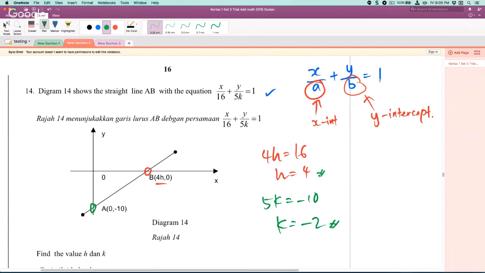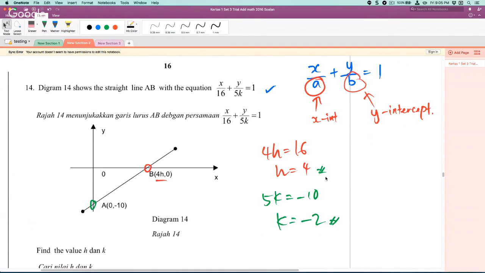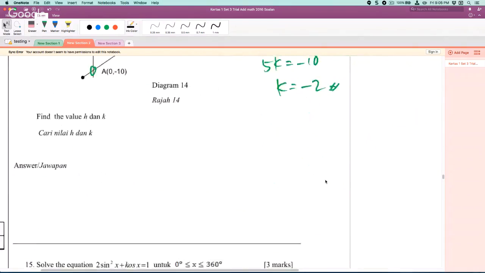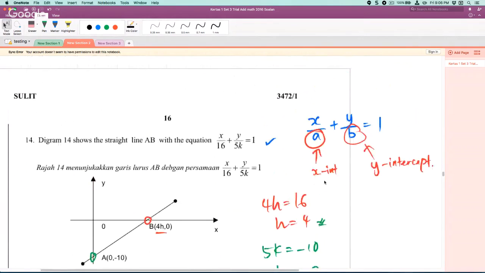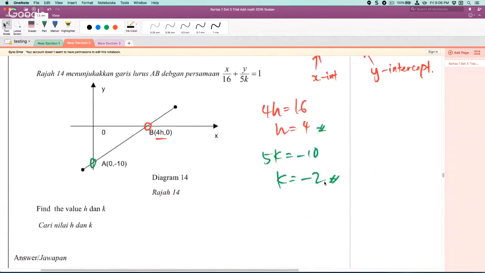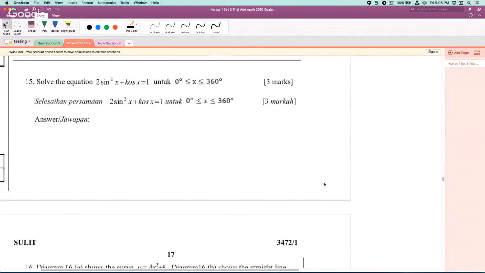This question is sort of a bonus mark. It just depends whether you can understand the formula or not. If you cannot understand the formula, you will lose this. I guess it's just 2 marks for this one. Yeah, so let me move on to this one.